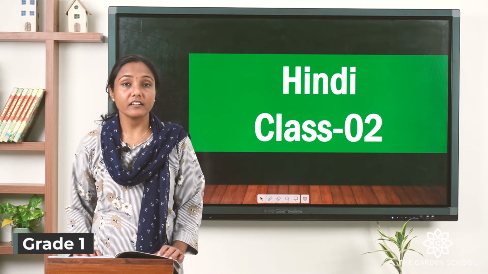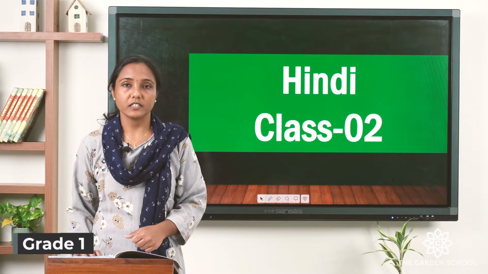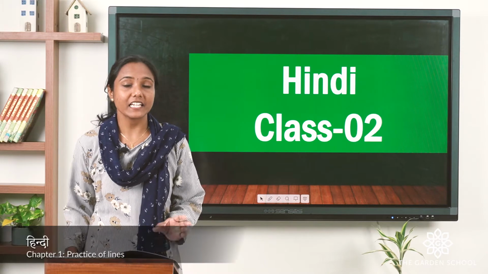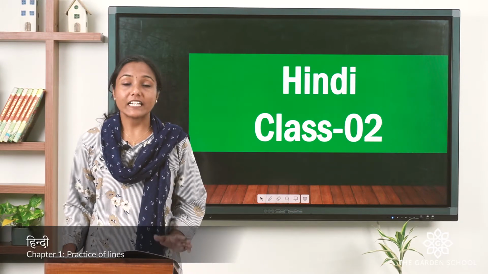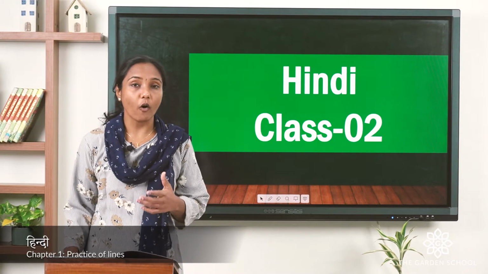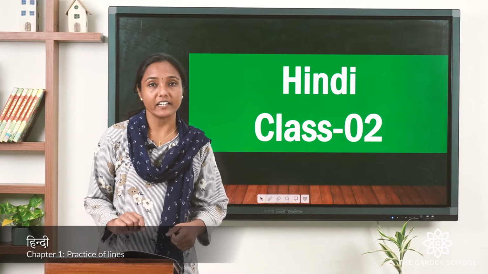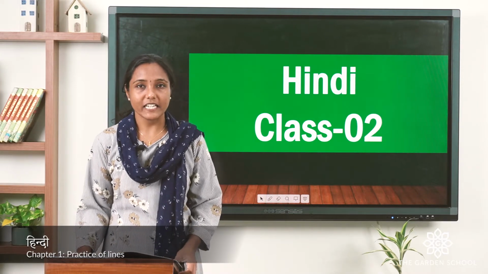Last class we learned about the vowels, right? The first two letters from the vowels. So today we will continue with the next four letters. So let us recall what we learned in the last class, right? So you can all take out your Hindi notebook and a pencil so that we can try writing together. Okay, so let's start.